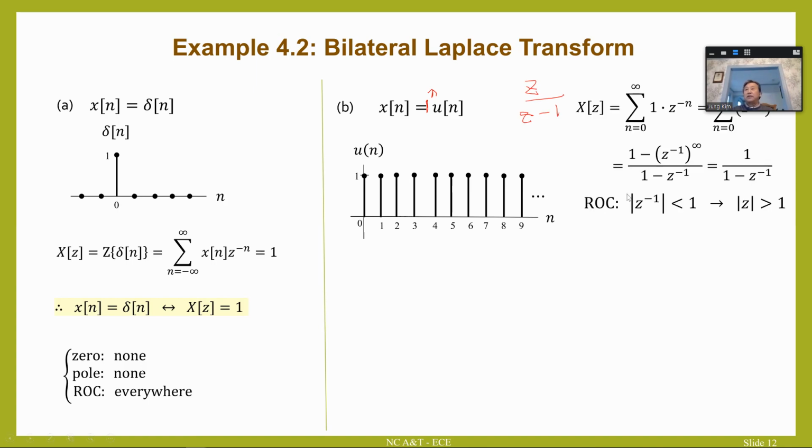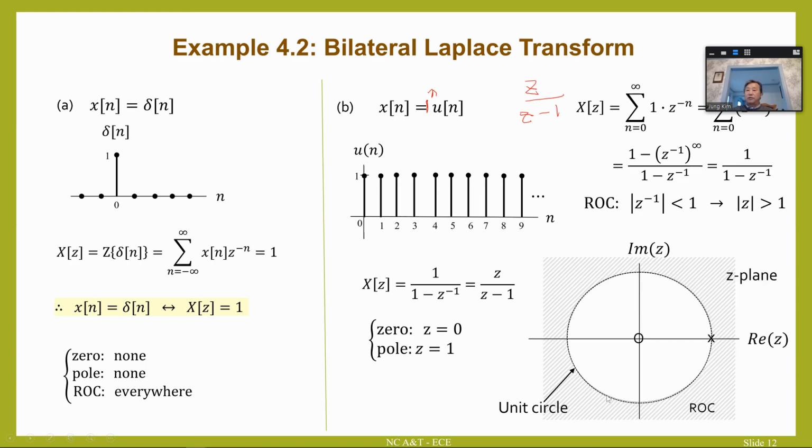So the same way you can find this. In this case, the zero is at G equals 0. The pole is at G equals 1. And the region of convergence is G greater than gamma. So this is 1, 1. Same, so this is on the unit circle, something like that. So far, it's okay.